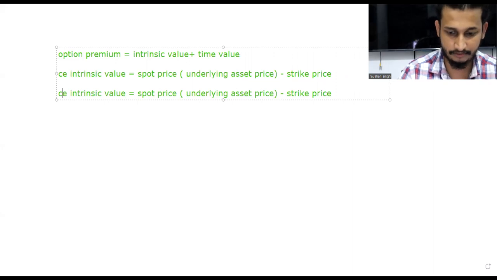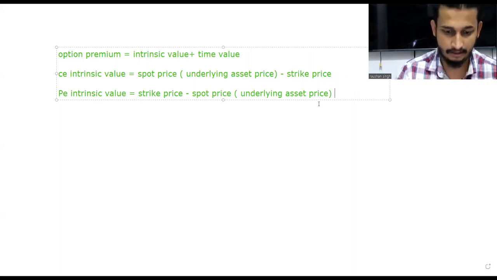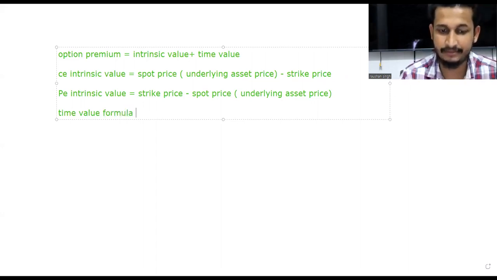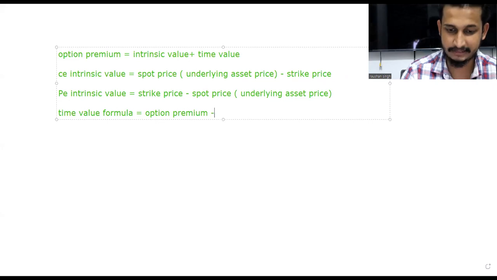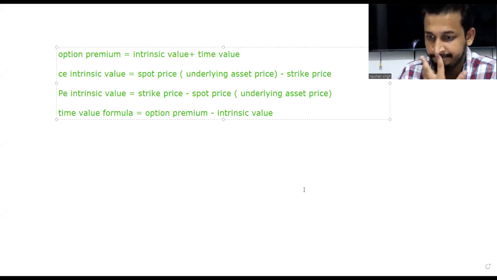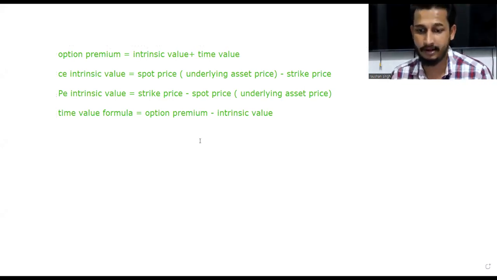Put options intrinsic value formula, strike price minus spot price. Time value formula, which we do not have, but the basic maths which we use: option premium, basically option prices minus intrinsic value. Please take a screenshot. Clear till this point of time? Ready for next question? Now how many of you think you are way good in maths now?